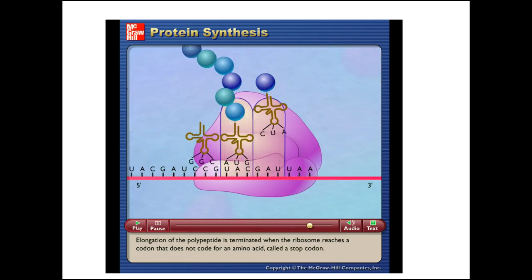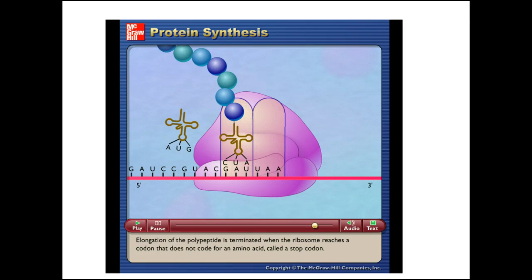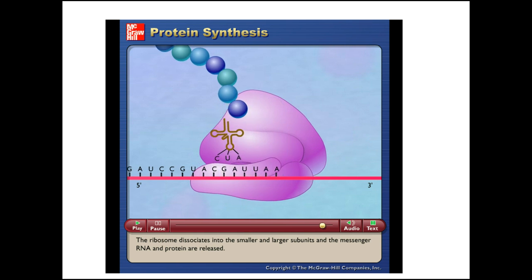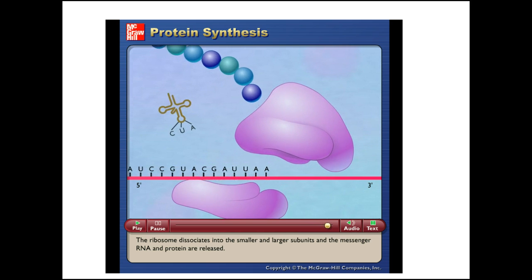Elongation of the polypeptide is terminated when the ribosome reaches a codon that does not code for an amino acid, called a stop codon. The ribosome dissociates into the smaller and larger subunits, and the messenger RNA and protein are released.